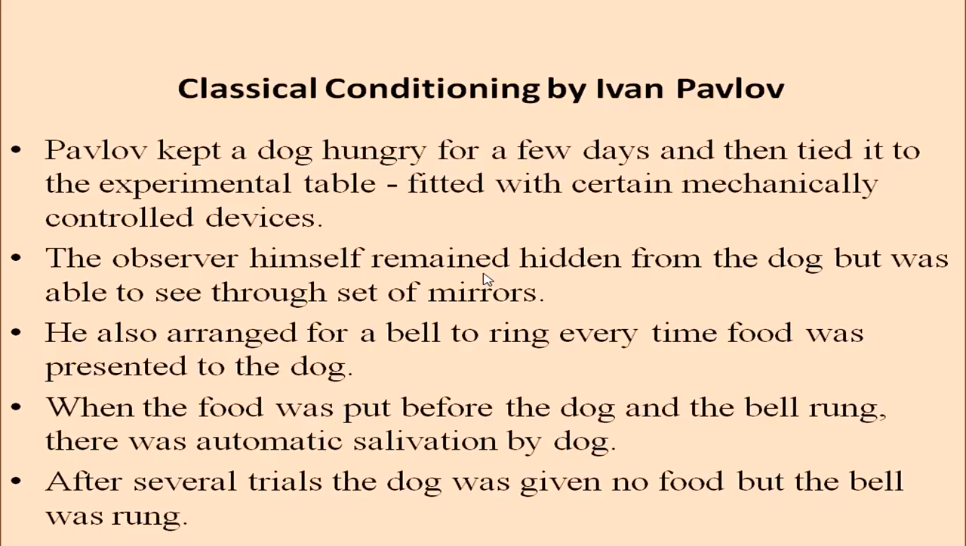So Pavlov did an experimental study wherein he kept a dog hungry for a few days and then tied it to the experimental table, which was fitted with certain mechanically controlled devices. The observer himself remained hidden from the dog but was able to see through a set of one-way mirrors. He also arranged for a bell to ring every time food was presented to the dog. When the food was put before the dog and the bell rung, there was an automatic salivation by the dog. After several trials, the dog was given no food, but the bell was only rung.